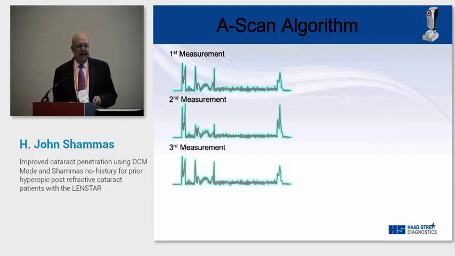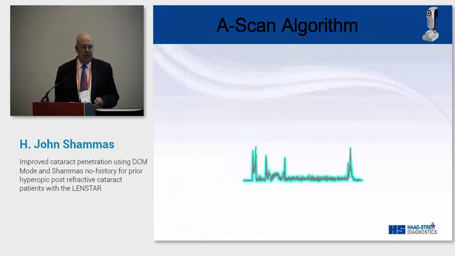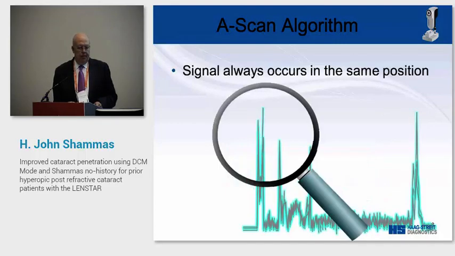So when you do an A-scan, it takes the first measurement, the second, the third, the fourth, and then you get the scan: the cornea, the anterior lens spike, the posterior lens spike, and the retina in the back. The signal always occurs in the same position. So when you put multiple A-scans on top of each other, they have to fit in the same position.